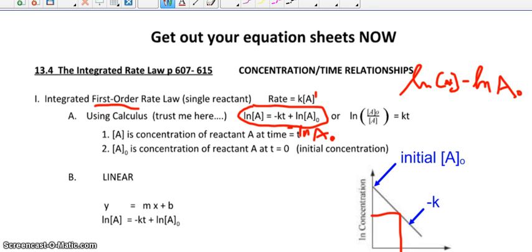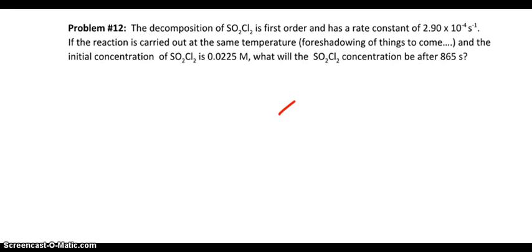So let's go ahead and look at the first problem here, problem number 12. It says a decomposition is a first order reaction. Okay, so that's a really important clue here. Because it is first order, we know we can use that equation from before. And it has a rate constant. That's our K value right here.